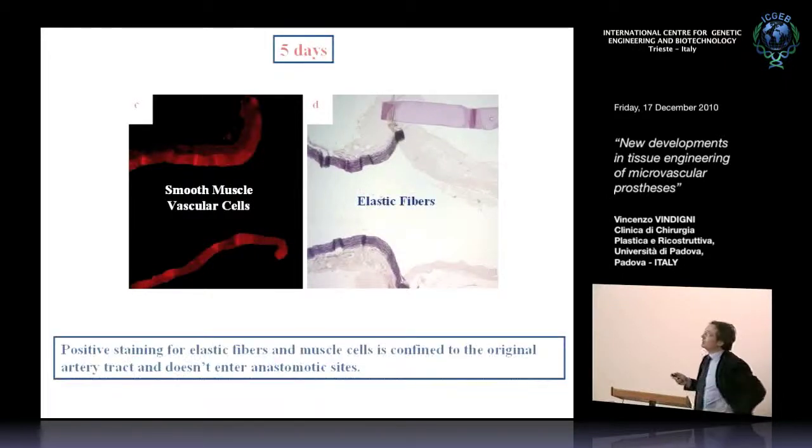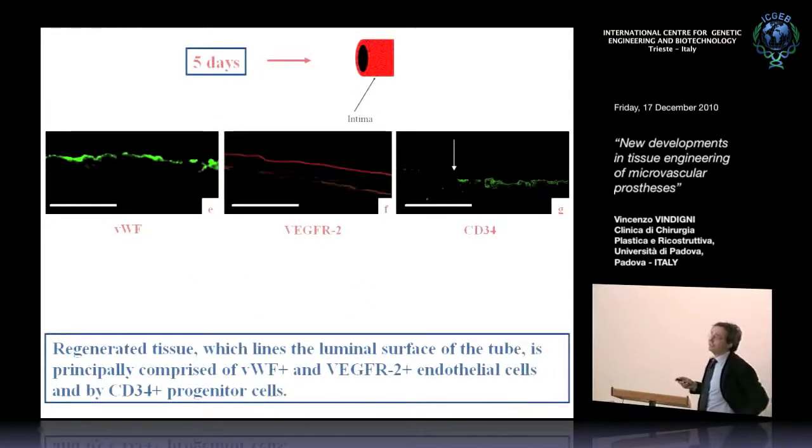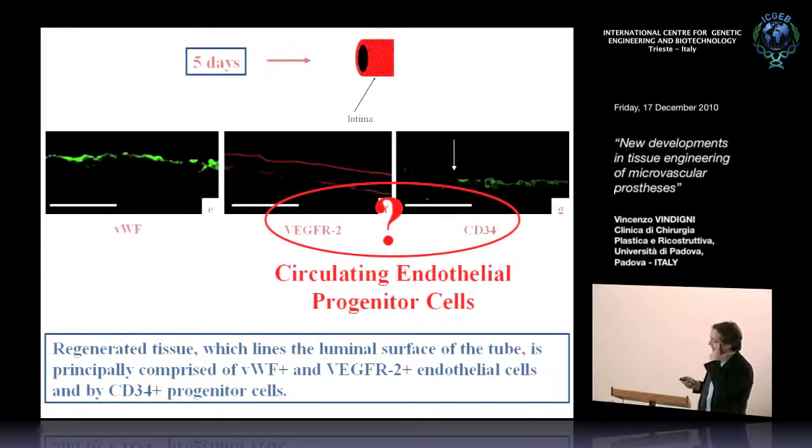After 5 days, we don't observe smooth muscle vascular cells and elastic fibers inside the prosthesis. But we can see an endothelial layer, and we use as markers von Willebrand factor, vascular endothelial growth factor receptor 2, and CD34. And we hypothesize, but we don't demonstrate this, the possibility of the co-participation of circulating endothelial progenitor cells in the early regenerative events, because these 2 markers are suggestive of the presence of endothelial cells.